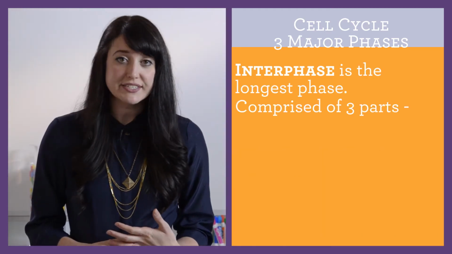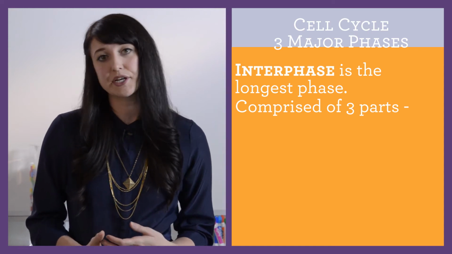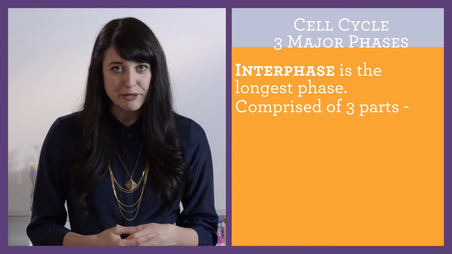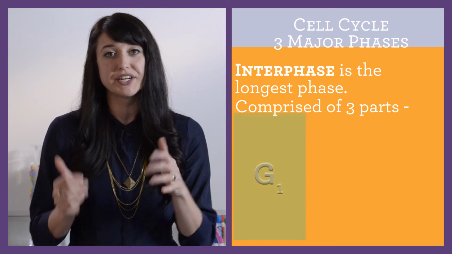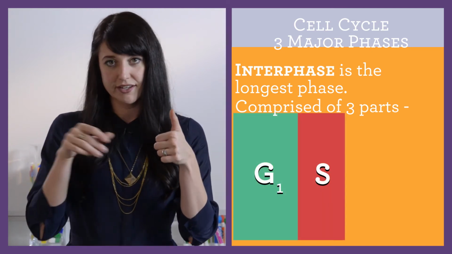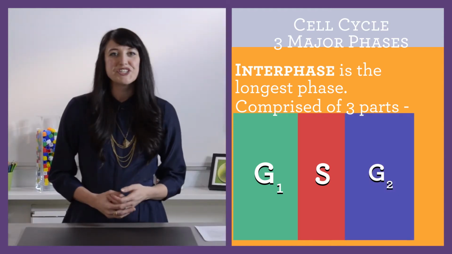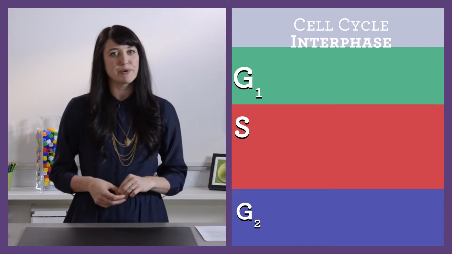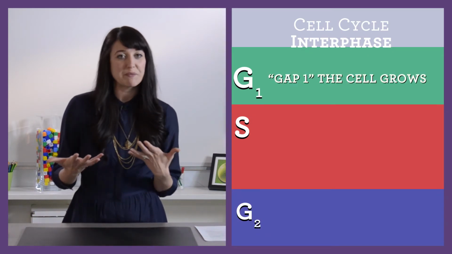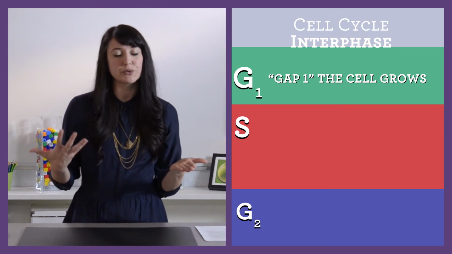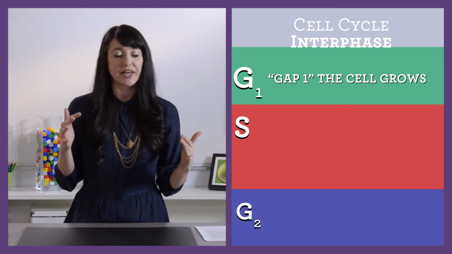Interphase is the longest phase of the cell cycle and is comprised of 3 parts. These parts are easy to remember because they make a little sandwich: G1, S, and G2. Let's look at each of those more closely now. G1 stands for gap 1. The way you can remember what happens during gap 1 is it starts with a G, and so does the word grow. This is when the cell is growing.